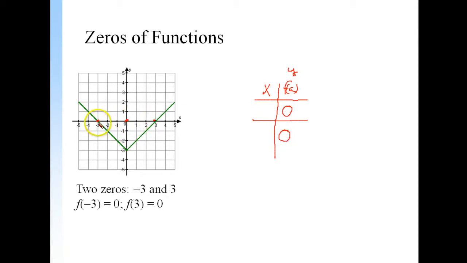Now, what is x there? Well, right there, x is a -3. And here, x is a +3. So, what are our x coordinates here? Well, it's a -3 and a +3. We have found the zeros of this function.